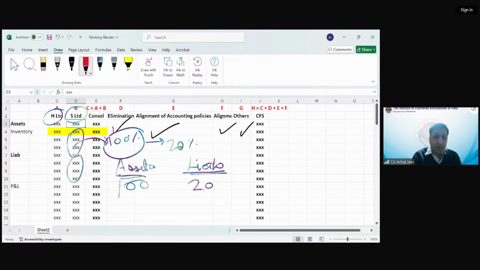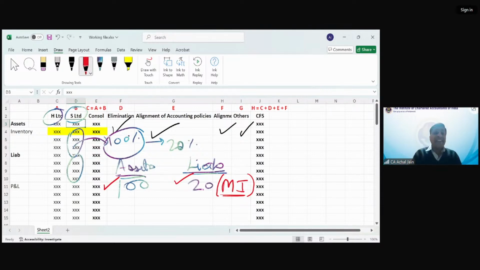So if the group will pick up 20 extra, how will this be balanced out? By presenting a liability against the same equivalent to the extra portion. So this extra portion which has been picked up by the group, which does not belong to the group, is what you call minority interest, and that's why it's presented as a liability.